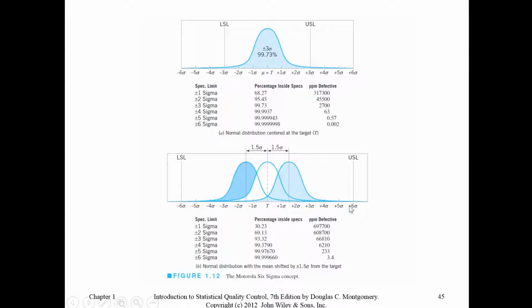This picture is taken from Montgomery's Statistical Quality Control textbook. I showed in one of the videos how to calculate these probabilities. In this video, I will show you how to calculate these probabilities. So previously, we have shown you if the process is centered.